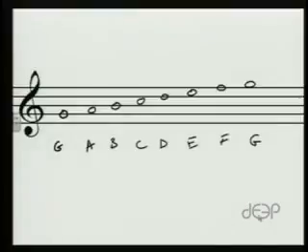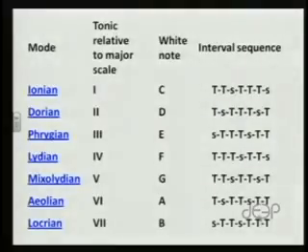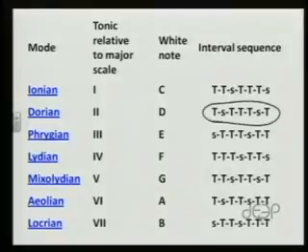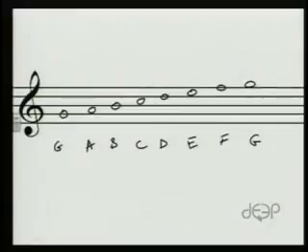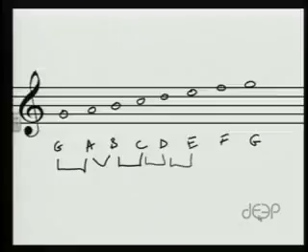We've got those represented. Now let's go to the Dorian mode here, and we see that our whole step, half step pattern is whole, half, whole, whole, whole, half, whole. So we're going to go back, G to A. Well, in fact, let's just do this. Whole, half, whole, whole, whole, half, whole. Okay?